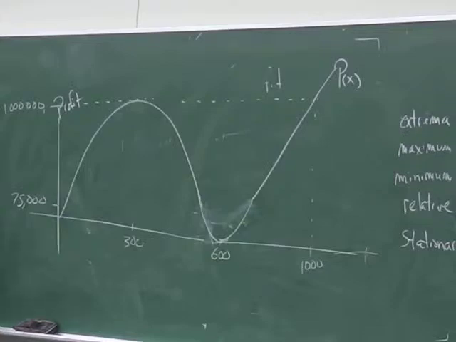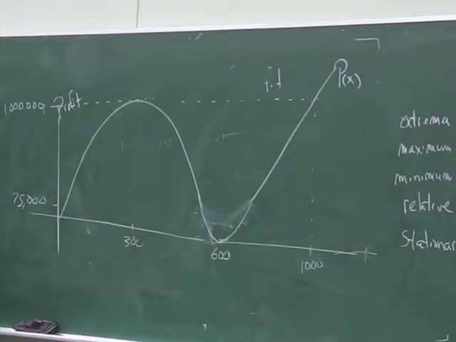So say that. Everybody. 1, 2, 3. At where? 600 and 0. And now say the other one without me telling you exactly how to say it. Say the other one for the maximum. At where? The function has a maximum at 300 and 1,000.